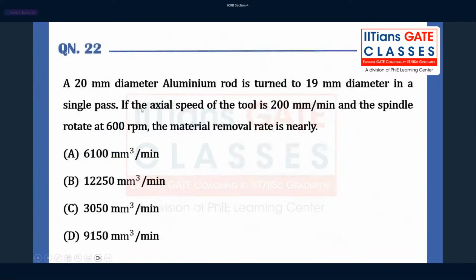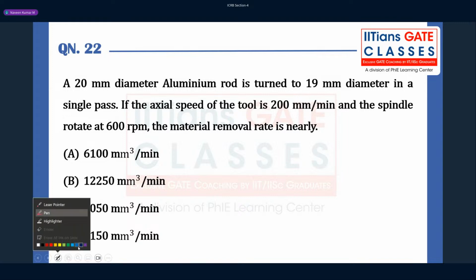Next, this question is from machining. The question is: a 20 mm diameter aluminum rod is turned to 19 mm diameter in a single pass. It means that let me write what is given.